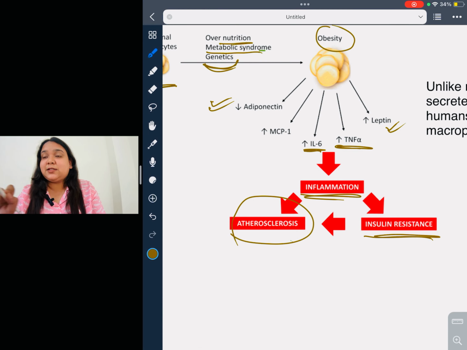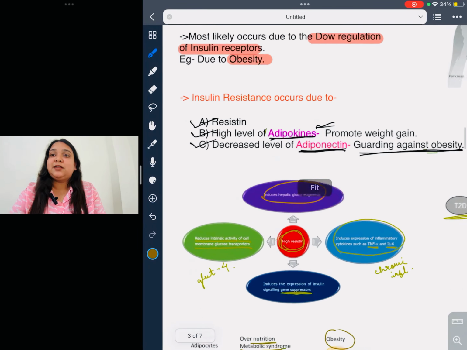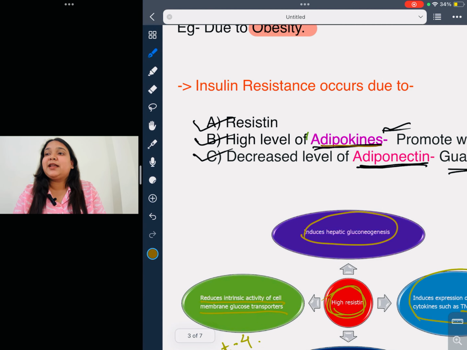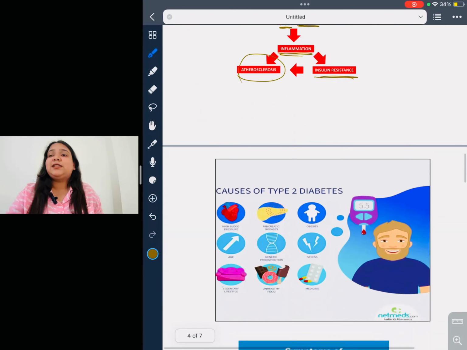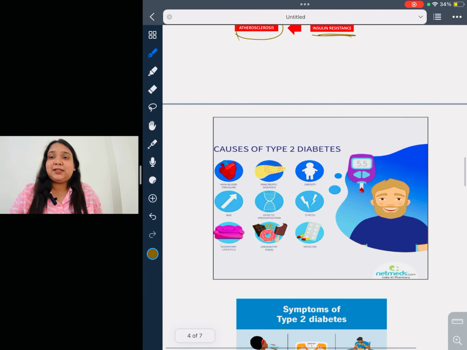And also insulin resistance. So these three are resistin, adipokines and adiponectin. Resistin is a hormone over here. Adipokine and adiponectin are certain substances which can further lead to insulin resistance in a patient. So this was all about the insulin resistance topic. Now let us start with the causes of diabetes type 2.